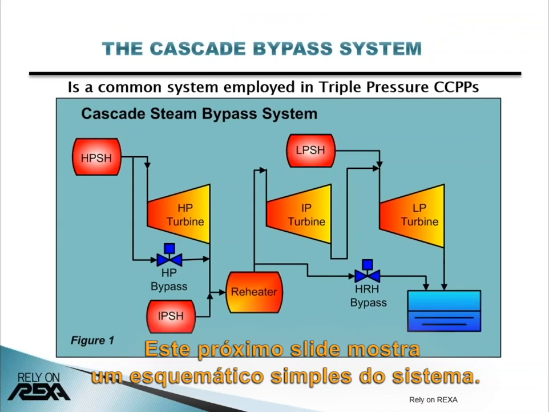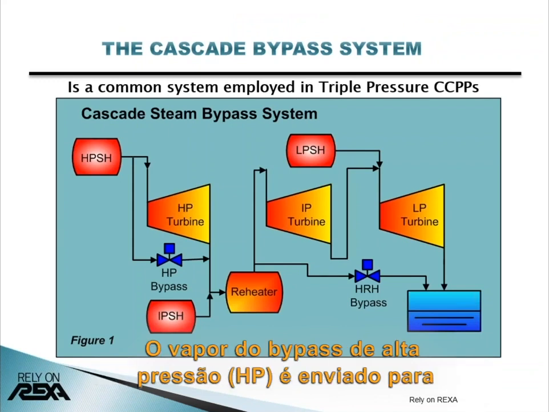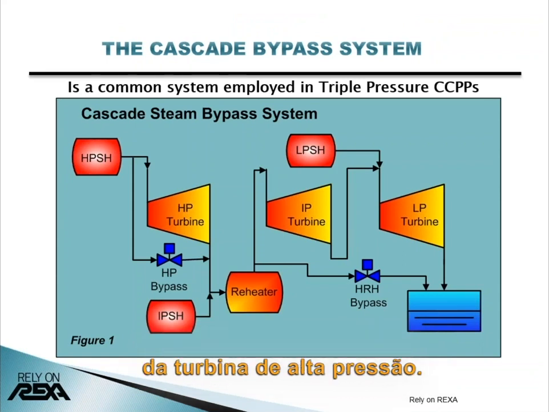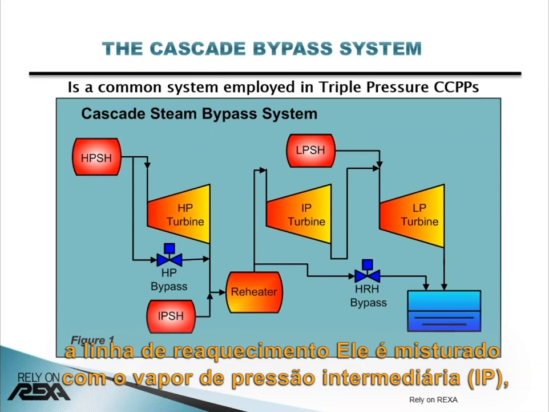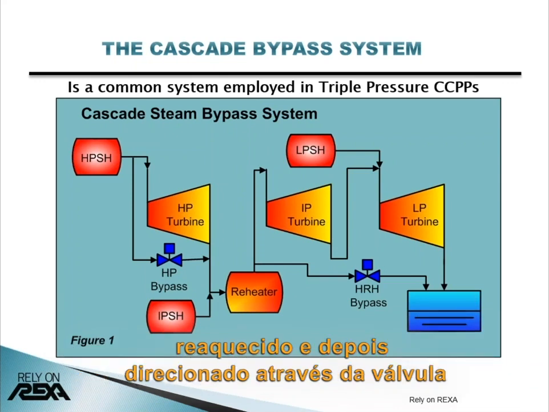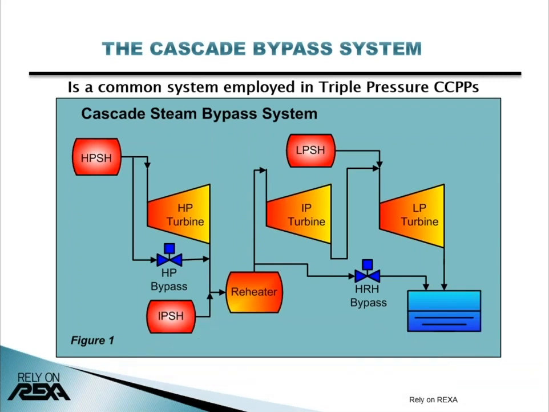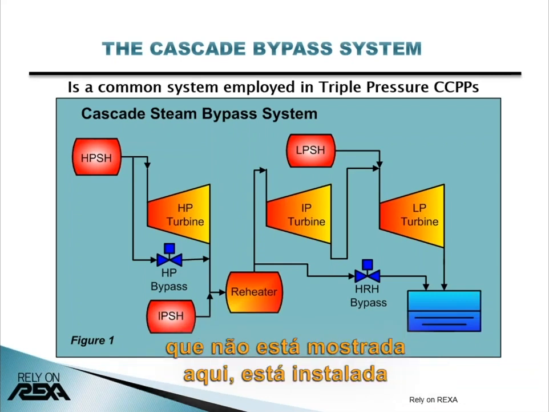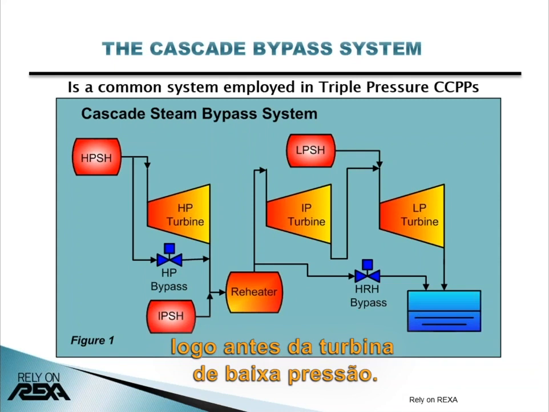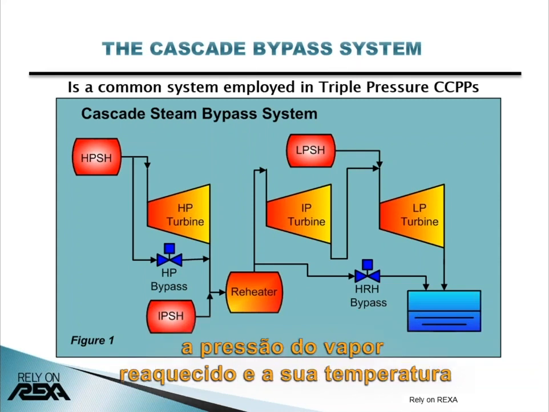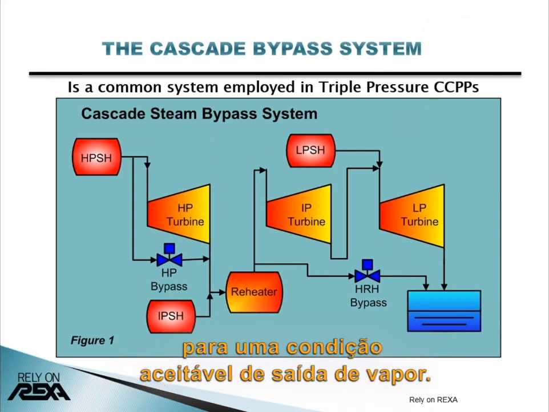This next slide shows a simple schematic of the system. HP bypass steam is directed to the cold reheat line on the exhaust side of the HP turbine. It's mixed with IP steam, reheated, then directed through the hot reheat valve to the condenser. The LP bypass valve, which is not shown here, is tied in just before the LP turbine. It protects the condenser by reducing reheat steam pressure and temperature to an acceptable exhaust condition.